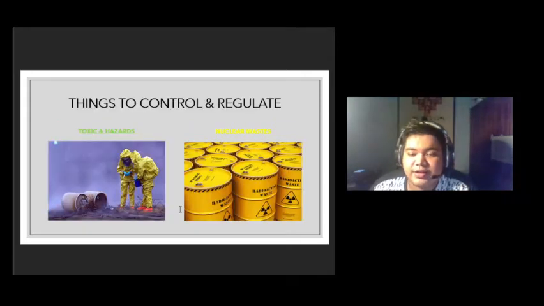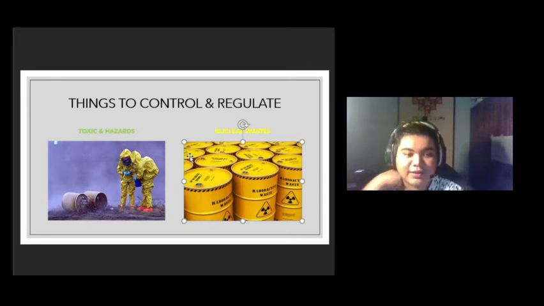So these are the things that we need to control and regulate: the toxics, hazardous, and nuclear waste. They are very dangerous to the environment, so we need to properly dispose of them and transport them to avoid catastrophic situations occurring in the environment.